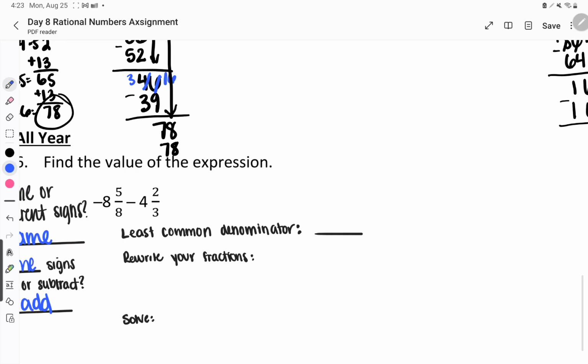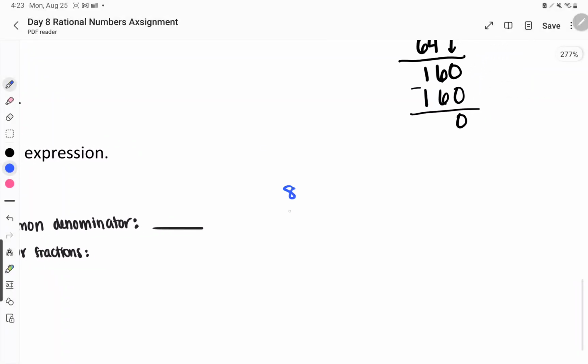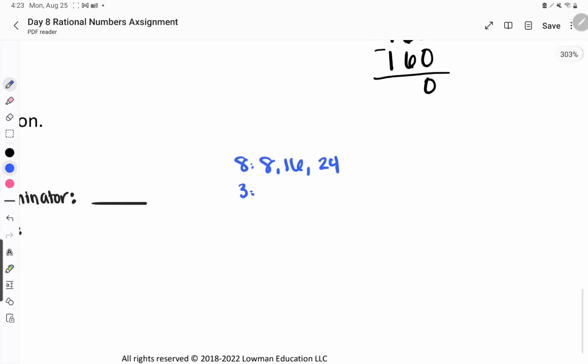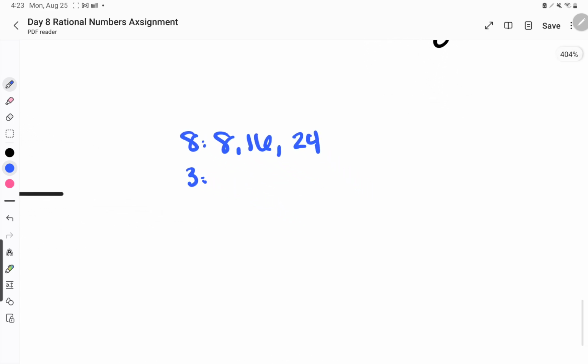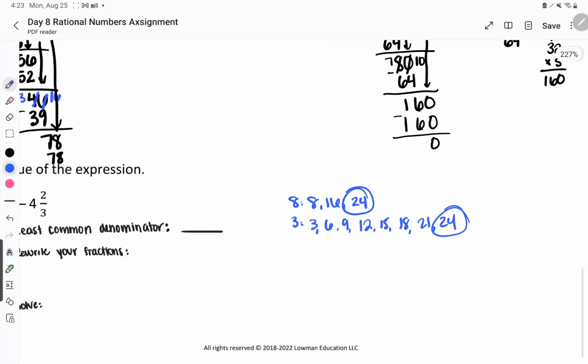In order to do that, we have to find the least common denominator. We have 8 and we have 3. We have 8 times 1, which is 8, 8 times 2, which is 16, 8 times 3, which is 24. I'm going to stop right there with the 24 because I just multiplied times 3. We have 3, 6, 9, 12, 15, 18, 21, 24. My least common denominator is going to be the 24.